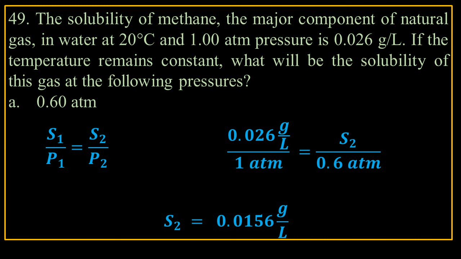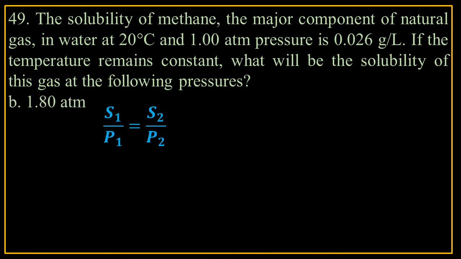Notice that grams per liter is used exclusively for the solubility of a gas. And the solubility of a gas is recognized as just S. The next one is B, and there's Henry's law equation.